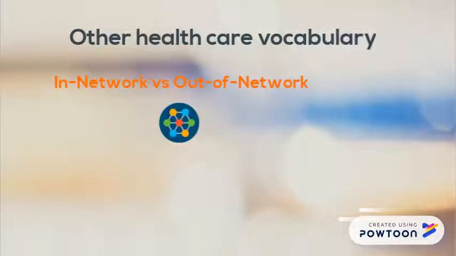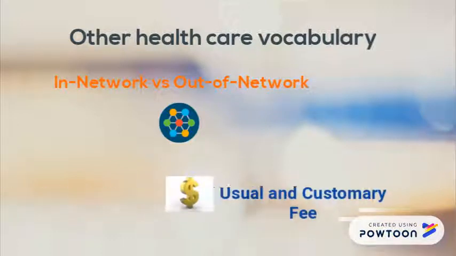In-network hospitals and clinics are those that are part of a particular insurance plan, while out-of-network are not part of that plan and may charge extra. Usual and customary fees are agreed upon amounts by insurance companies for a fair range for price. Occasionally, you may have to pay extra if the hospital charges more.